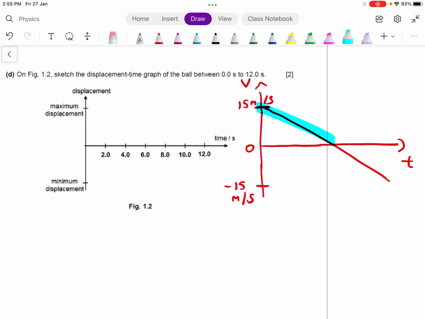For this first part, a straight line, when you translate to displacement, it becomes a curve. The type of curve you need to sketch is something like this, from this to this. At this particular point, you will reach the maximum point of your slope. Then after that, because you're going downwards, at 12 seconds you will go back to your original position. So there shouldn't be any displacement for the ball. All right, that is all for this question.